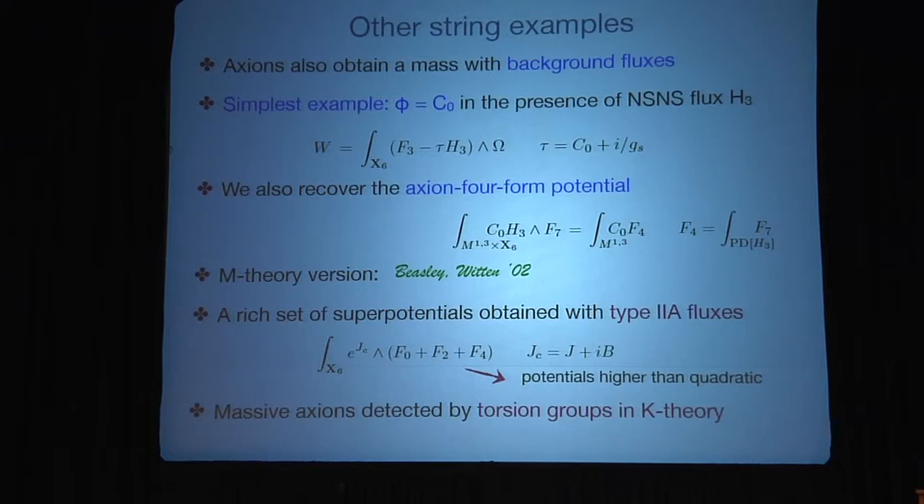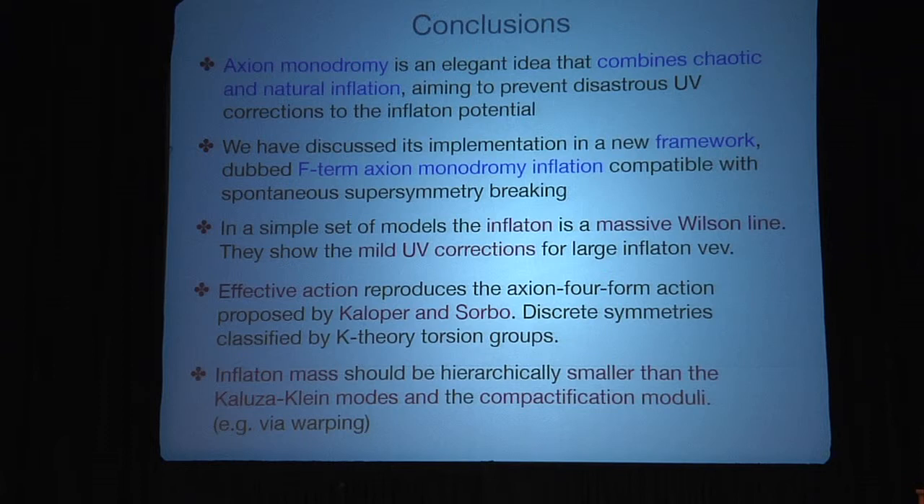Again, when you go for fluxes, the topological quantity that is classifying these possibilities is not torsion in geometry, it's torsion groups in K-theory, but that's a technical point. Let me just go to the conclusions to make Miriam happy.